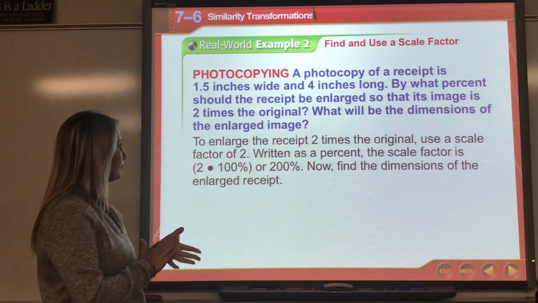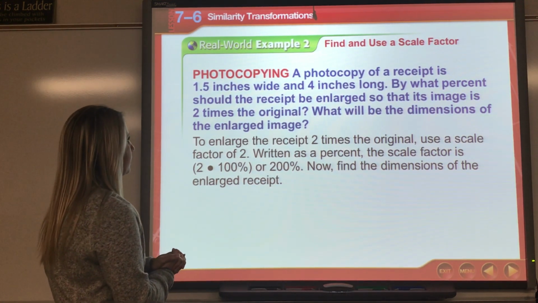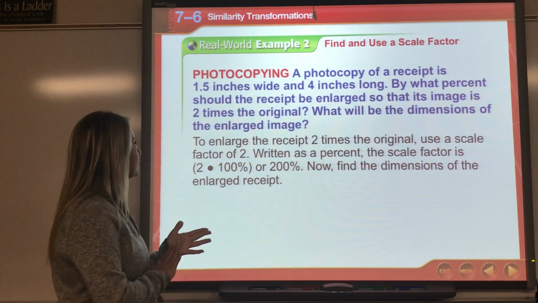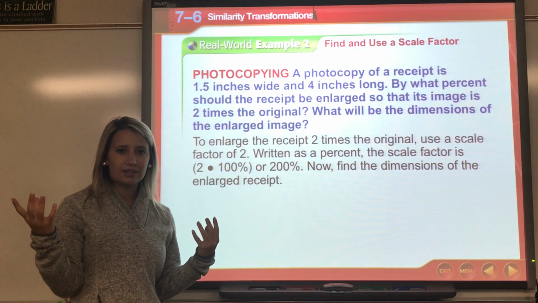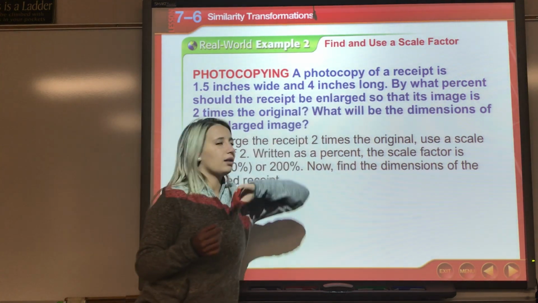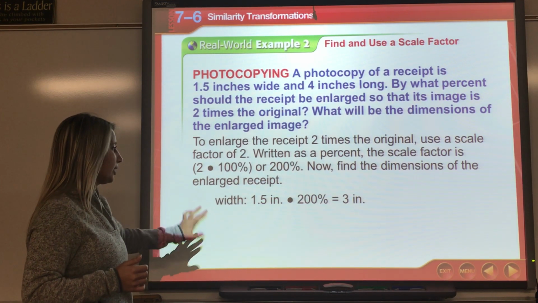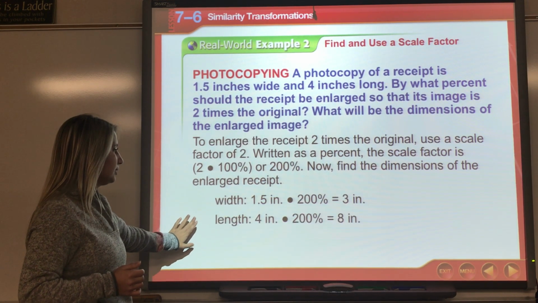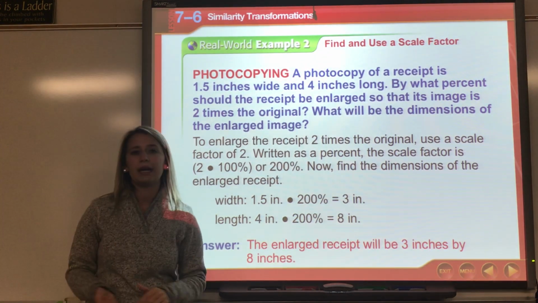Okay, so then it says, what will be the dimensions of the enlarged image? Well, if we're just doubling the size, we would double our width and double our length. So we're multiplying it by 200%. So the enlarged receipt will be 3 inches by 8 inches.